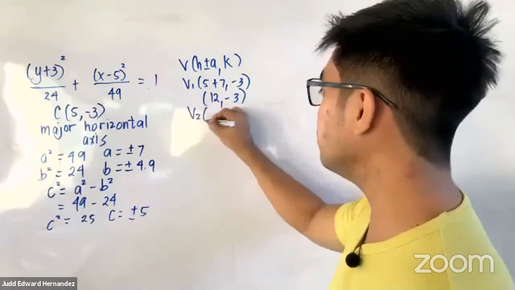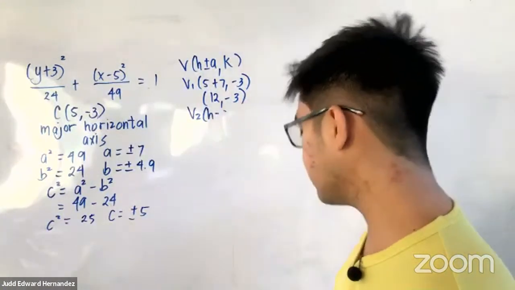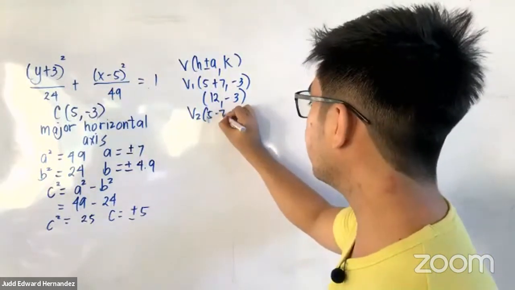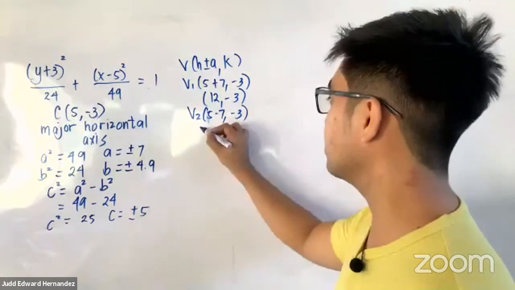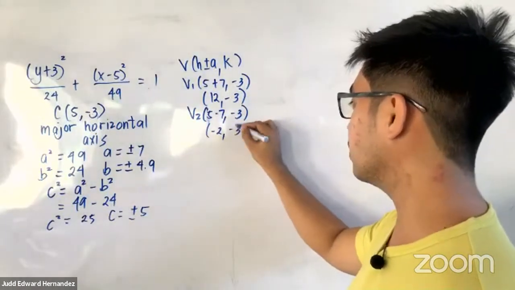Our V2, what will be our V2? That is h minus a. Therefore, that is 5 minus 7, negative 3. And our V2 is located at negative 2, negative 3.